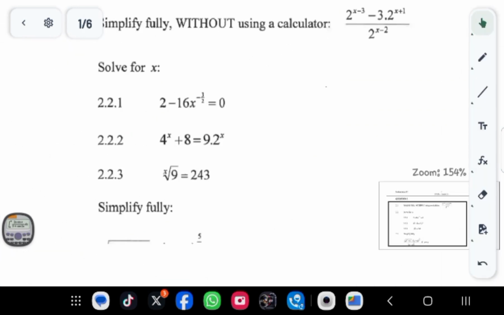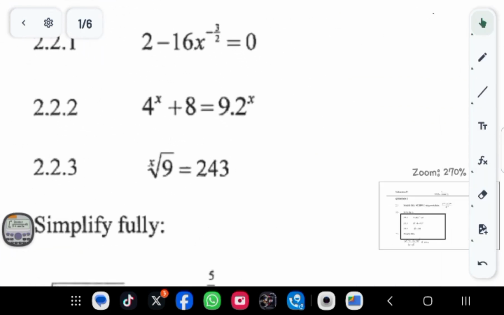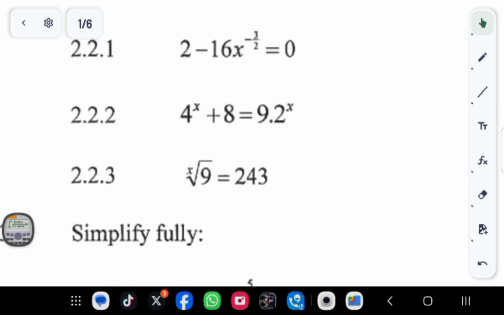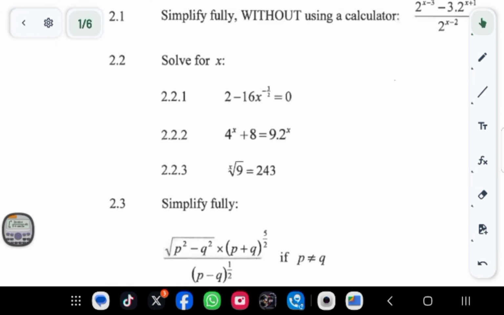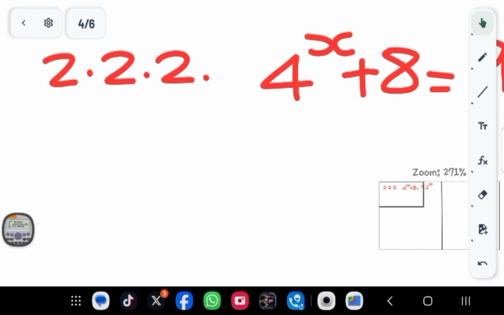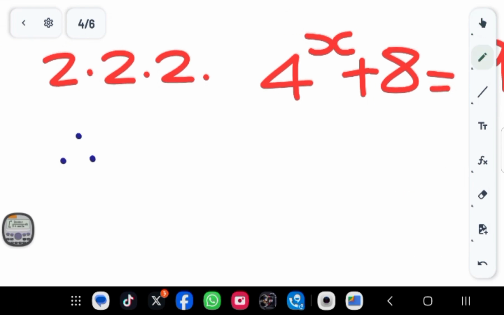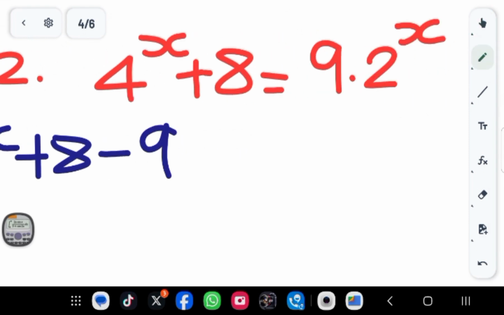2.2.2. There we go. 4 to the power of x plus 8 equals 9 times 2 to the power of x. This is the quadratic equation, an exponential quadratic equation. You may not see it now, but you will see as we simplify that. So step number one, you take everything to the left hand side. 4 to the power of x plus 8 minus 9 times 2 to the power of x equals 0.